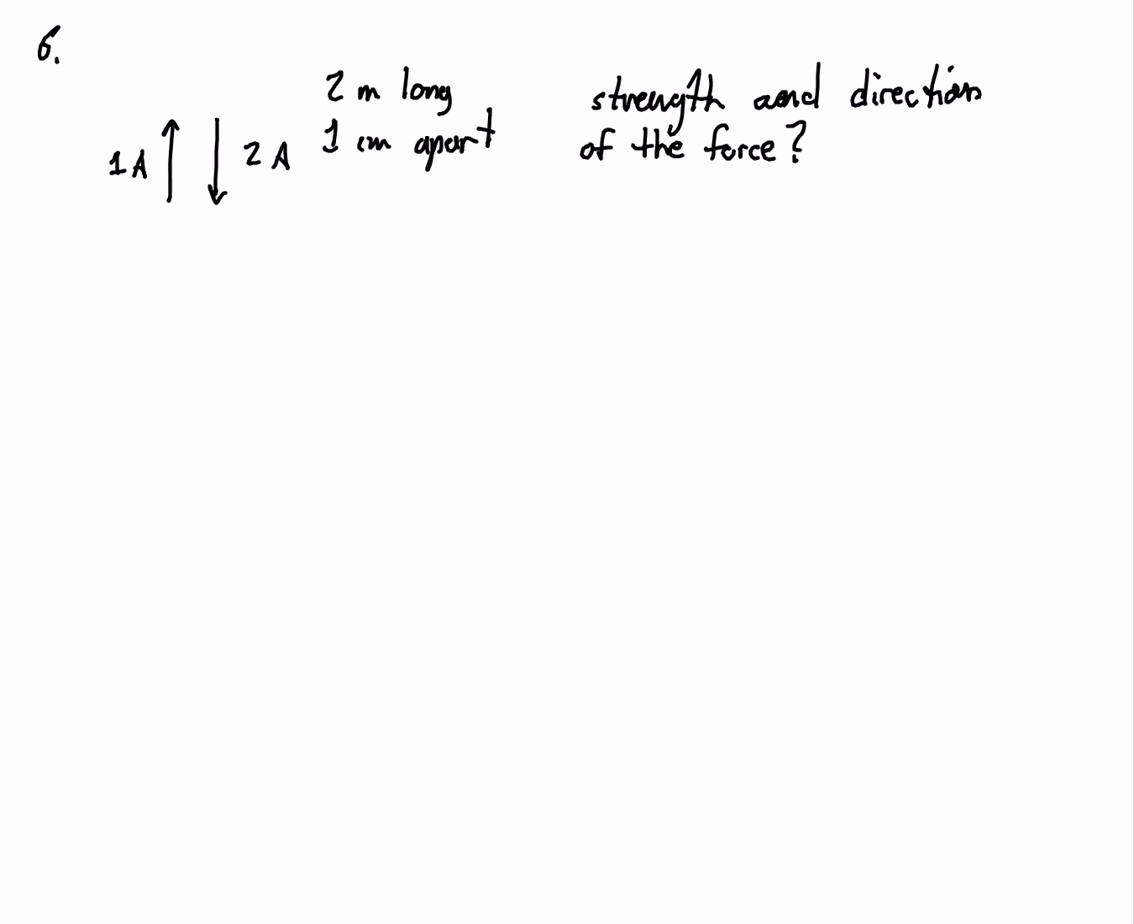For homework problem 6, consider two wires carrying 1 amp and 2 amps, this time in opposite direction. They're 2 meters long and 1 centimeter apart. What is the strength and direction of the force they exert on each other? For problem 7, consider two circular loops of wire, one just above the other, carrying current in opposite directions. So the one on top is going clockwise if you're looking from above, the one on the bottom is going counterclockwise if you're looking from above. What is the direction of the force they exert on each other?